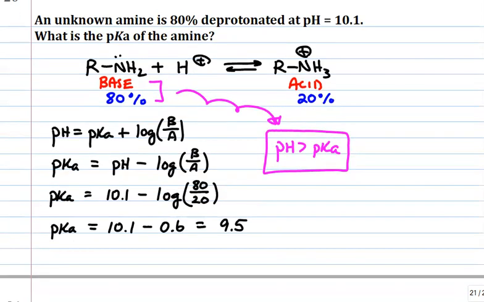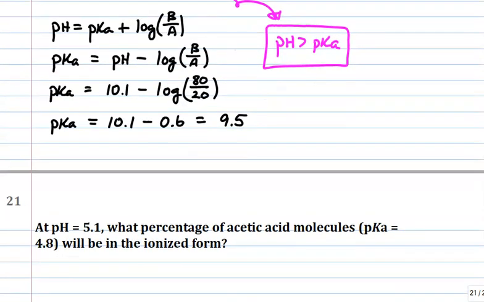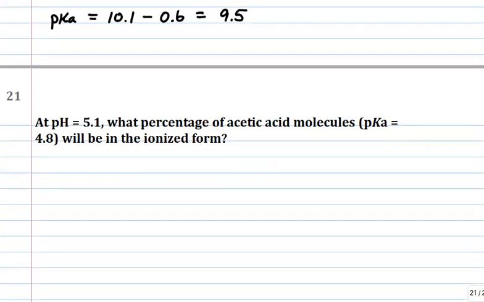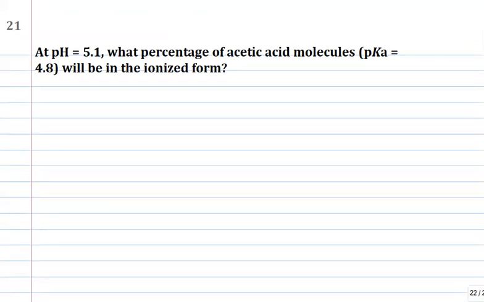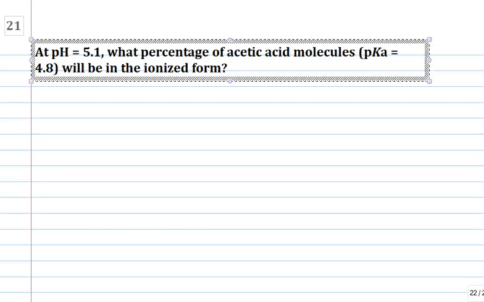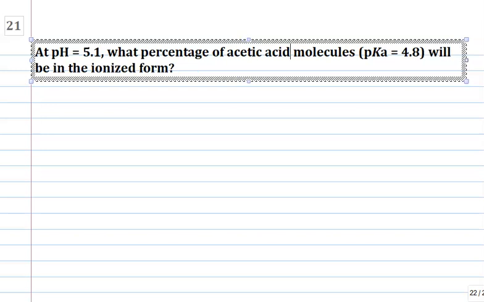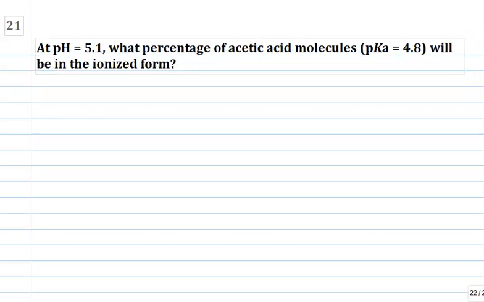So let's go ahead and do another example to kind of finish out this chapter. At pH 5.1, what percentage of acetic acid molecules, pKa of 4.8, will be in the ionized form? Well, that is the problem. Let me do a little bookkeeping.